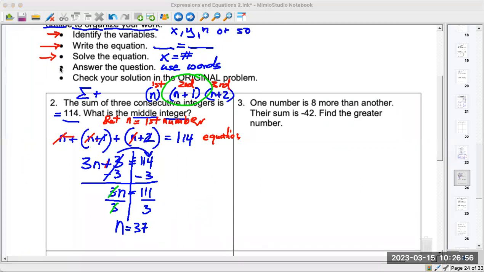Okay, is this the answer? No. Answer the question, because we are not finished. The question, what is the middle integer? The middle is n + 1.